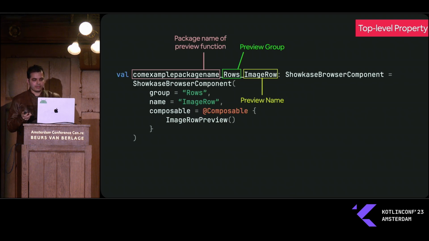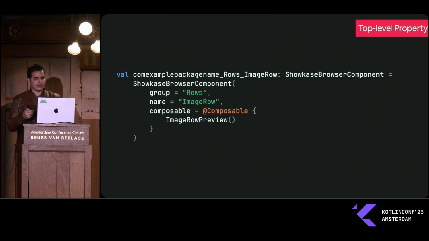For generating the name of this property, we are basically using a combination of the package name, the group, and the name of this preview function. And we are doing this to make sure that these properties are unique. And we've already done some deduping, so we have a high level of confidence that this would be unique.